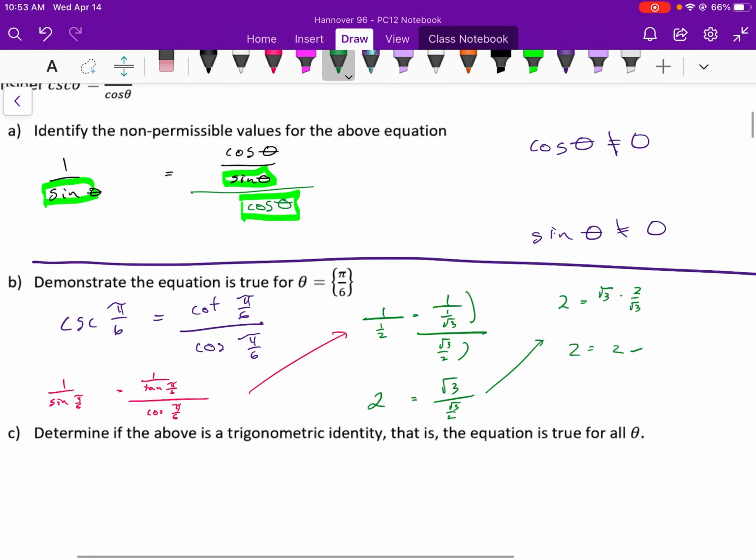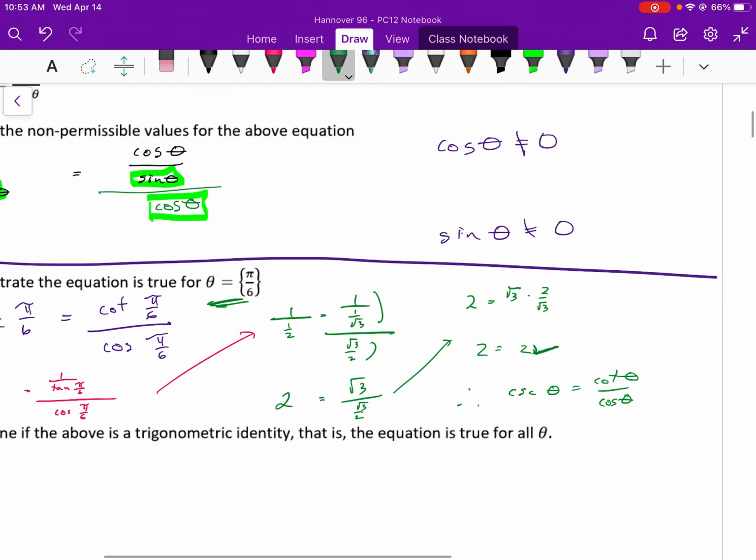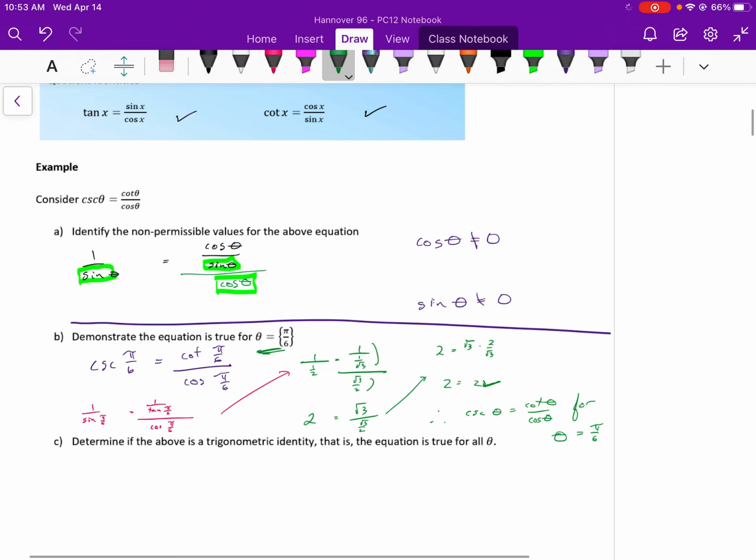So what did I just demonstrate? I haven't demonstrated that it is true for all theta, but I have demonstrated that it is true for this specific theta. I haven't proved that it's an identity yet, but therefore, I can say that cosecant theta is equal to cotangent theta divided by cosine theta only for theta equal to pi over 6. And that's what I have proved. So I have proven it for one angle.